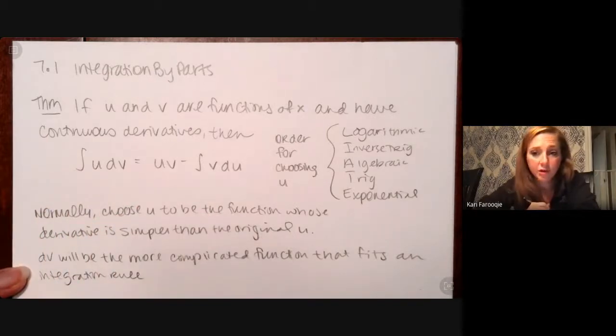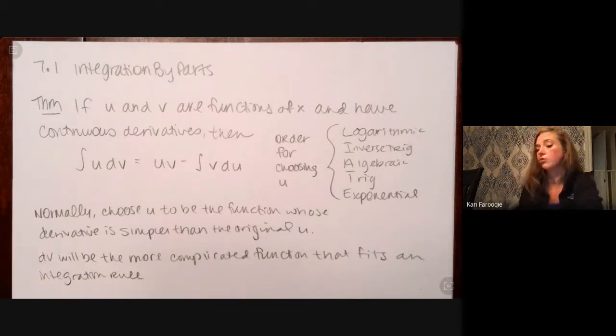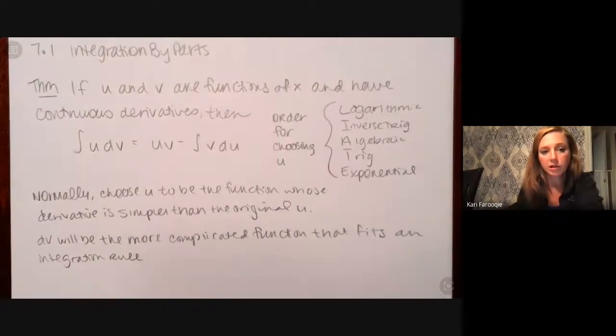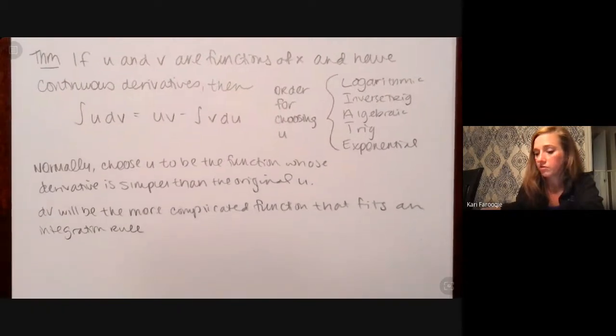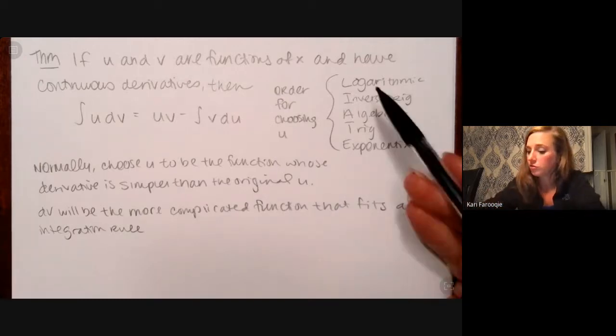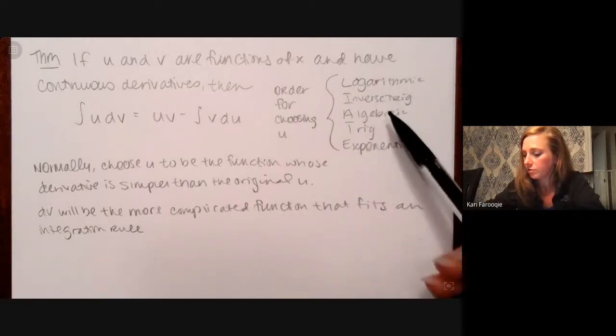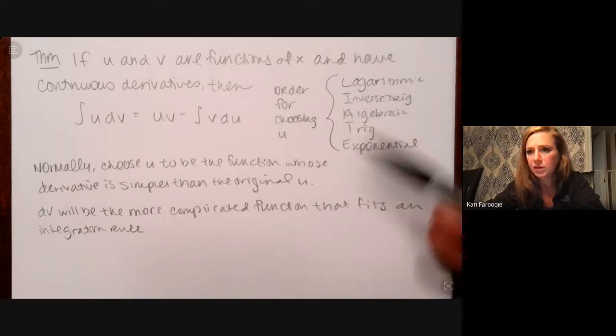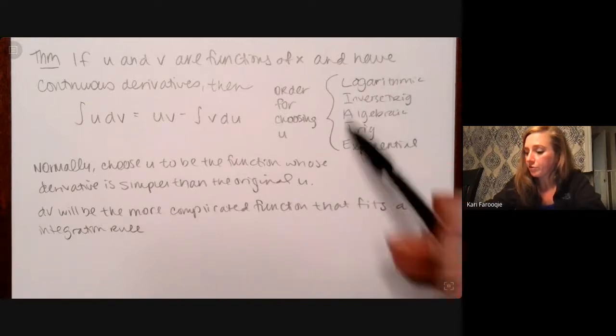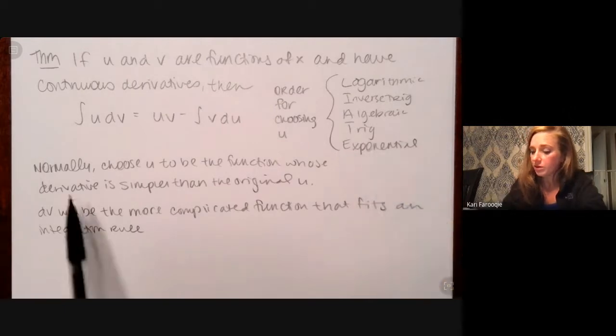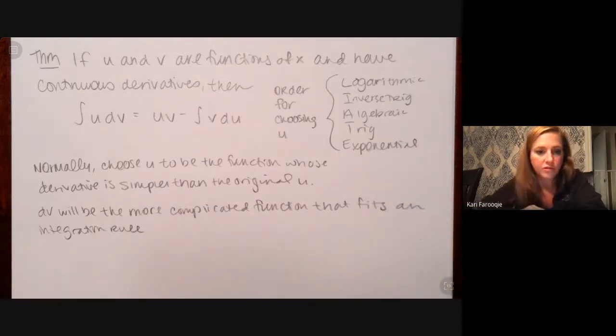If you can't integrate it, then it can't be dv. So you have to at least know how to integrate whatever you're choosing to be dv. So these are your guidelines for assigning which function is going to be u and which one's going to be dv. u is generally going to start in this order. You're pretty much never going to see an exponential be u, but that's neither here nor there. I'll show you with some examples. So you're going to use this order, LIATE, for choosing u, and keep in mind that u should be the function whose derivative is simpler. For dv, you need to be able to at least integrate it.